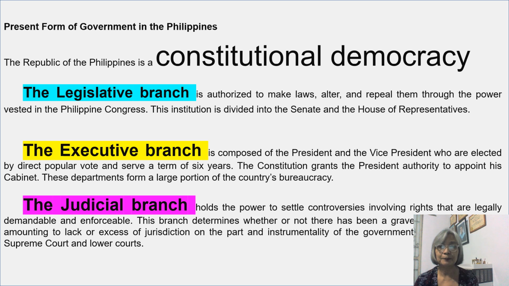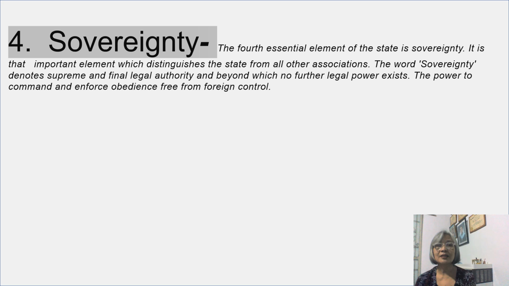So, the fourth element is sovereignty. It is the important element which distinguishes the state from all other associations. The word sovereignty denotes supreme and final legal authority, beyond which no further legal power exists. The power to command and enforce obedience free from foreign control.